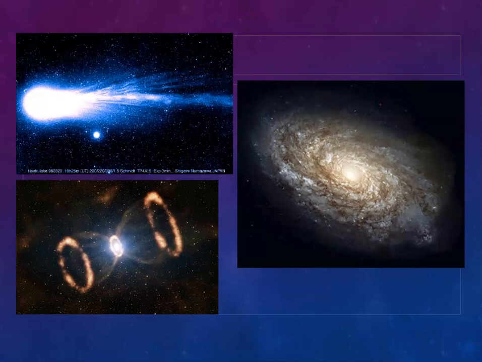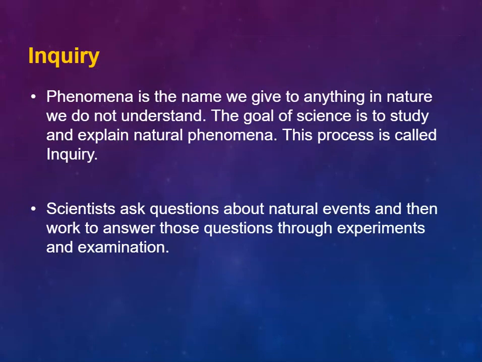But first off, how do we study science? What are some of the terms behind it? The first one that you guys are going to be very, very familiar with this entire semester is a term called inquiry. Inquiry is basically the process where we ask questions. Here it says, phenomena is the name we give to anything in nature that we don't understand. So when something happens, whether it's an animal in nature and they have a certain behavior, we could call that a phenomenon. When 2 atoms combine and we don't know why, we could call that a phenomenon.